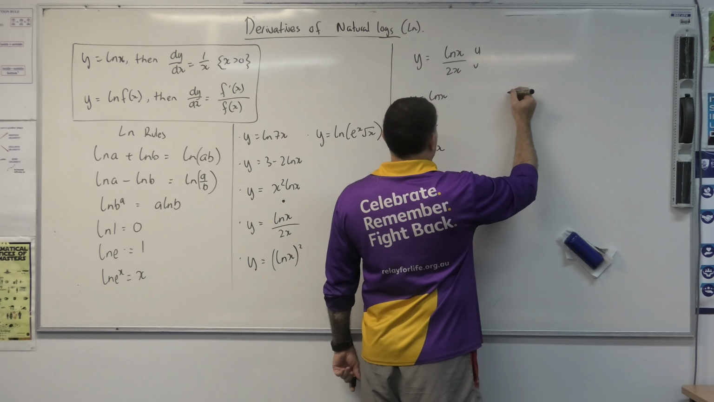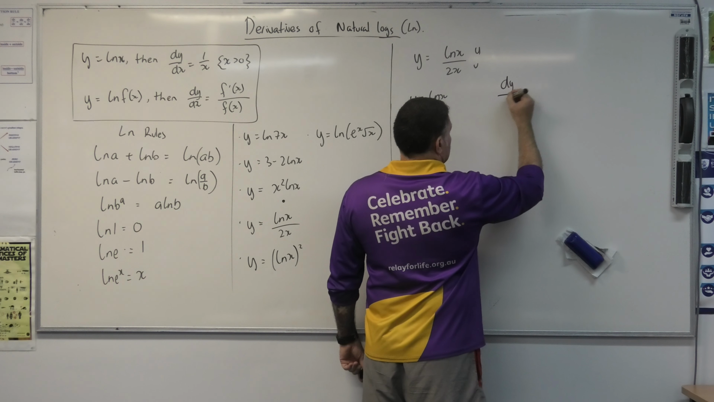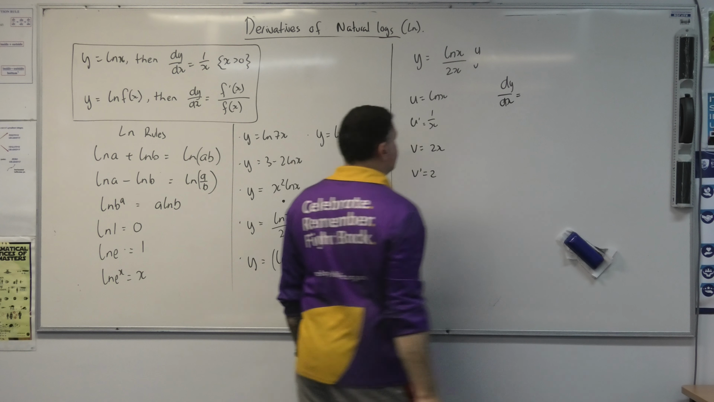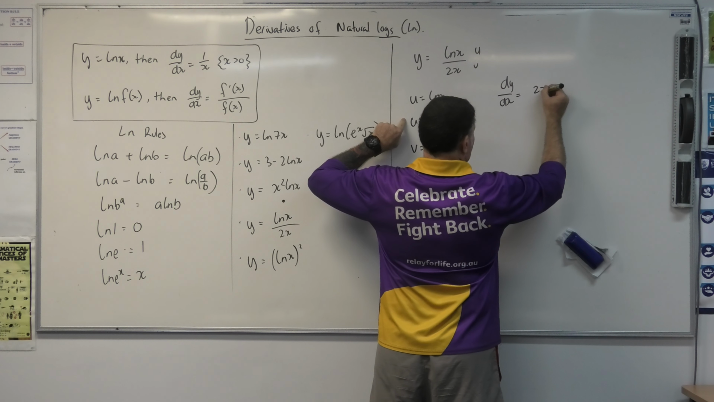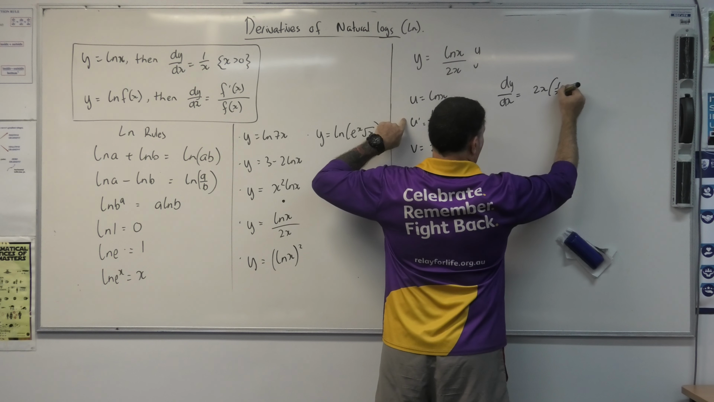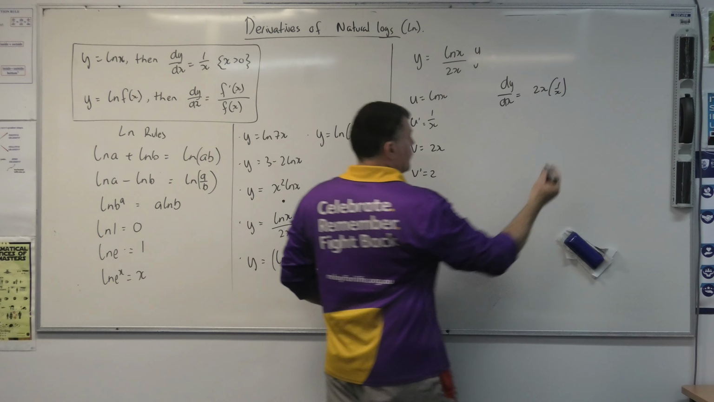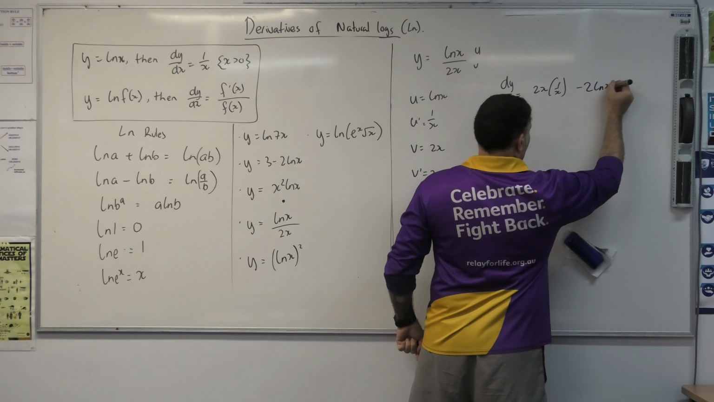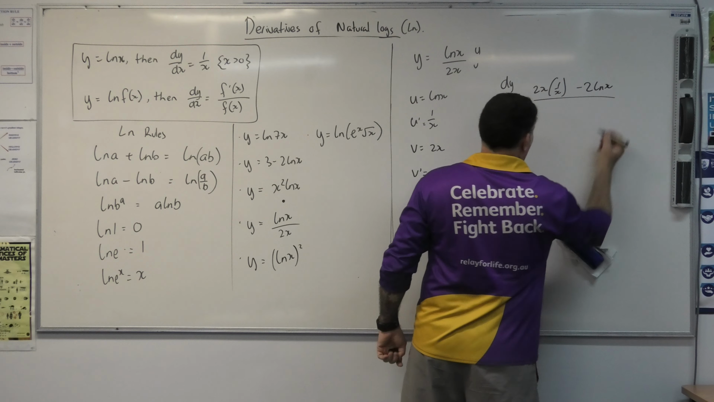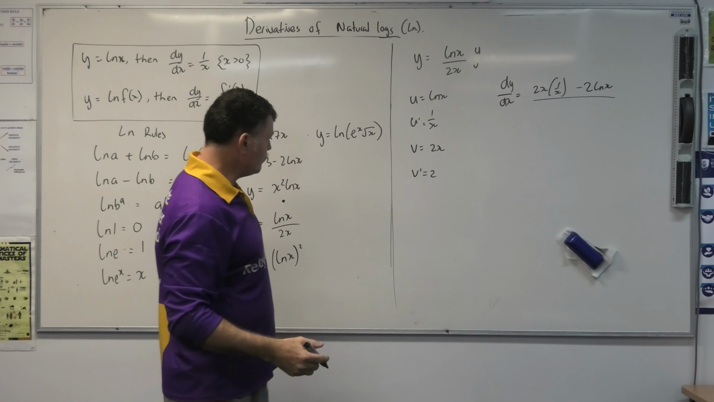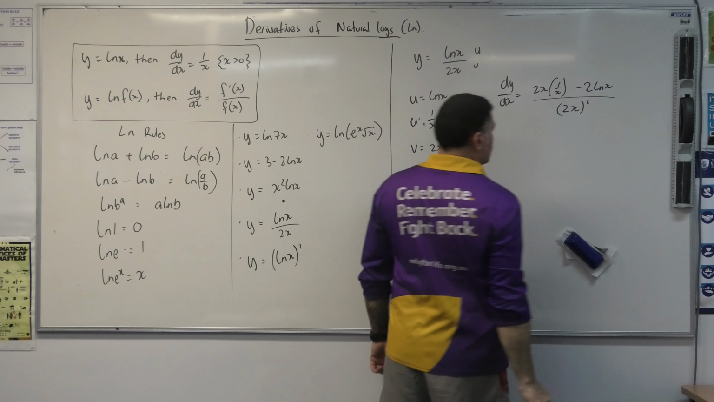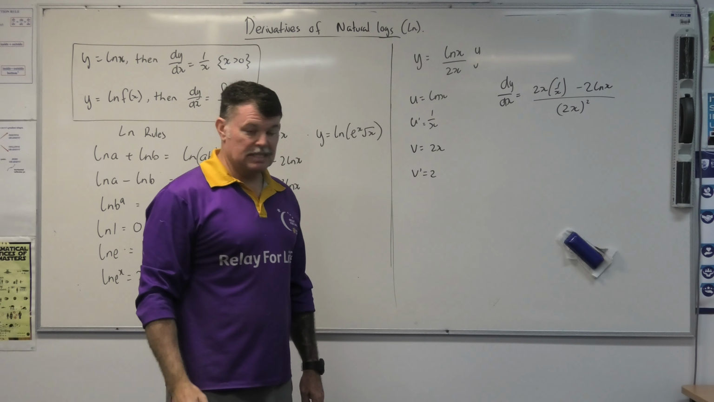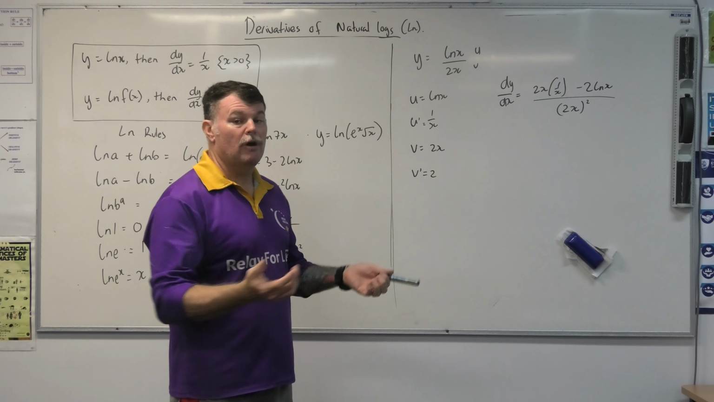So we would have dy dx is equal to, we'll do 2x times 1 on x minus 2 ln x, all over 2x all squared. So just like in the previous example question, we want to be able to simplify it off.